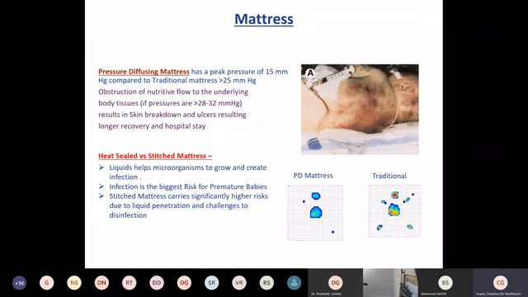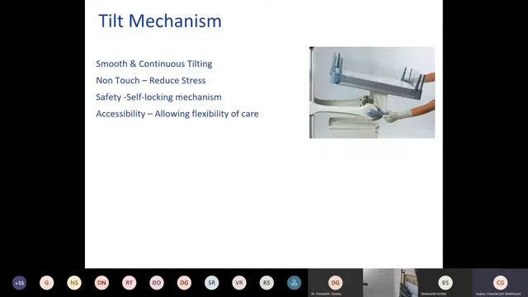The other one is whether it is a heat seal versus stitch mattress. In case of a heat seal mattress, it ensures that no liquid can go inside and the microorganism cannot grow. In case of a stitch mattress, there is every possibility that the liquid can penetrate, and then the microorganism can grow, and then it can create challenge for the babies which are admitted later on. So these are the two things that we need to see whenever we are selecting the mattress.